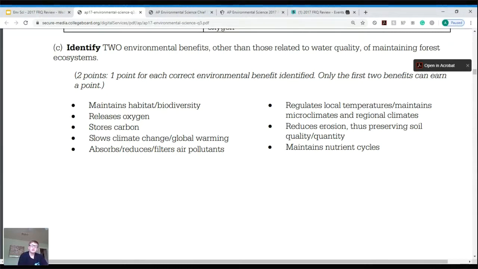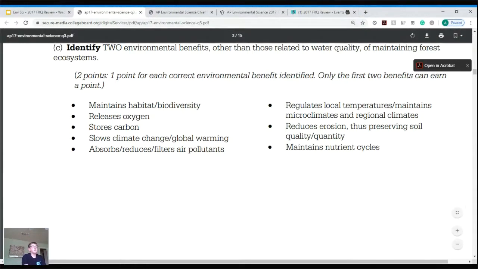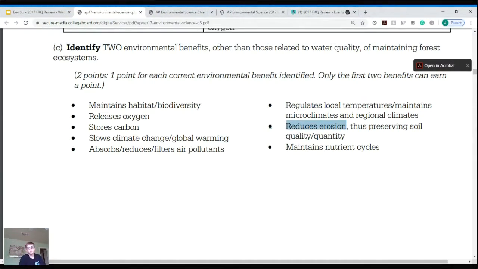Nutrient cycle. So nutrient cycle could be about, no, because this one says other than those related to water quality. So they're really trying to shy away from water. With nutrient cycles, they want hydrologic is a biogeochemical cycle, but they really want you to think more of nitrogen, phosphorus, along the lines of eutrophication, fertilizer, cow poop runoff into streams, carbon sinks, things like that. Floods would be covered under reducing erosion. I just thought of that because floods pick up runoff water and soil, so yeah, they reduce erosion.